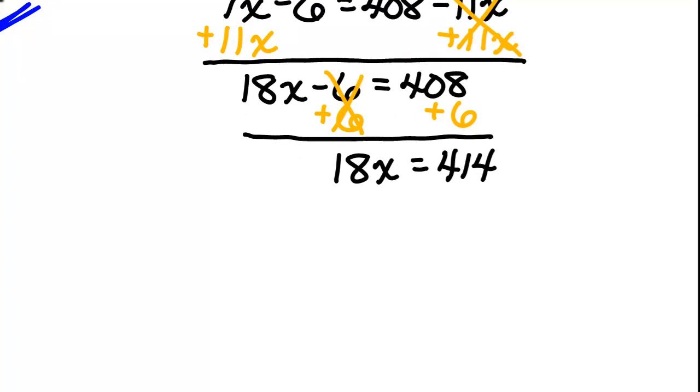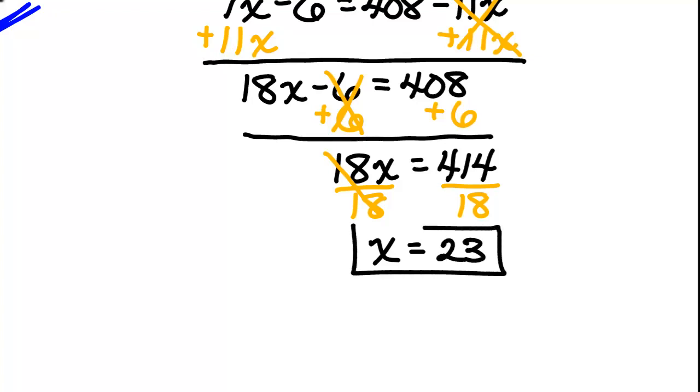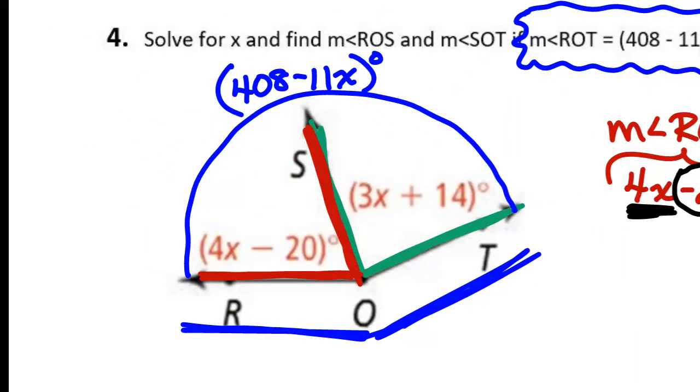What would I need to do next to solve for x? What'd you say? Divide by what? 18. We want to get the x isolated, so I leave the x alone, and the piece next to it is what I have to cancel. 414 divided by 18. Does that come out pretty? It does. What is 414 divided by 18? 23. All right, so that was the first thing they asked me to do, solve for x. We just did that. What else am I supposed to be finding here?